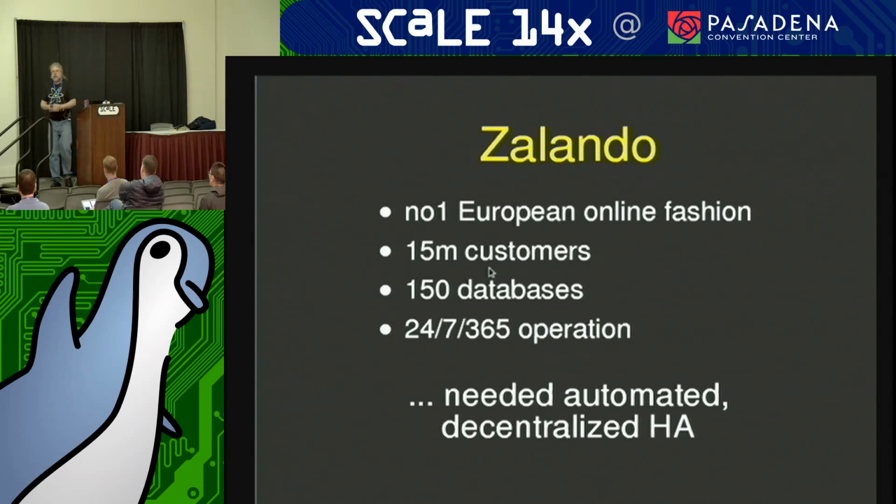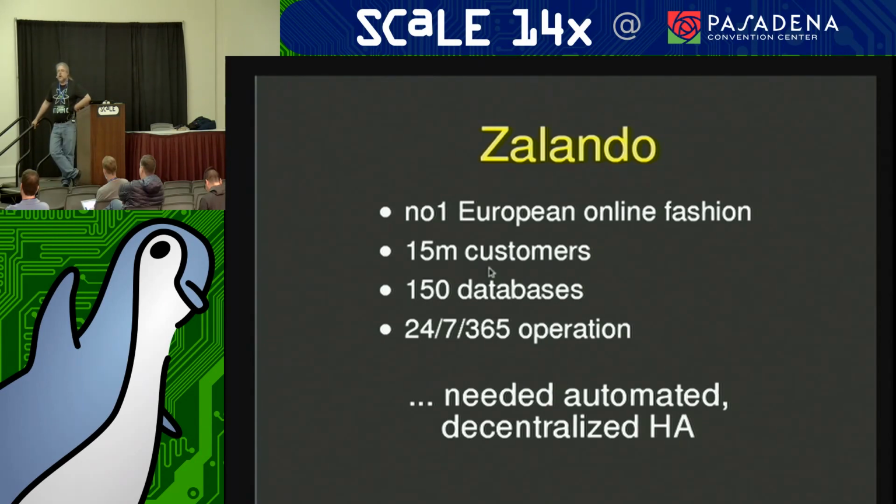Okay. Zalando is the number one European fashion portal. They've got about 15 million customers, and ship some ridiculous amount of merchandise per week. They have 150 Postgres database nodes in their environment and have to be up 24/7, 365 because they control their own shipping, not just online sales.